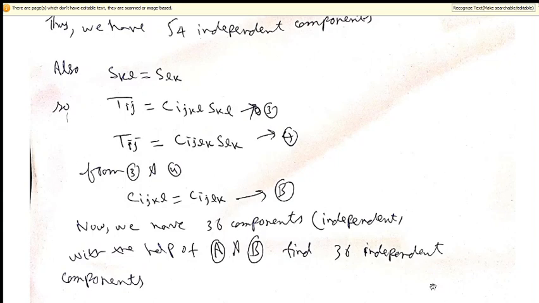Now what you have to do is find those 36 independent components with the help of conditions A and B. What are those components?